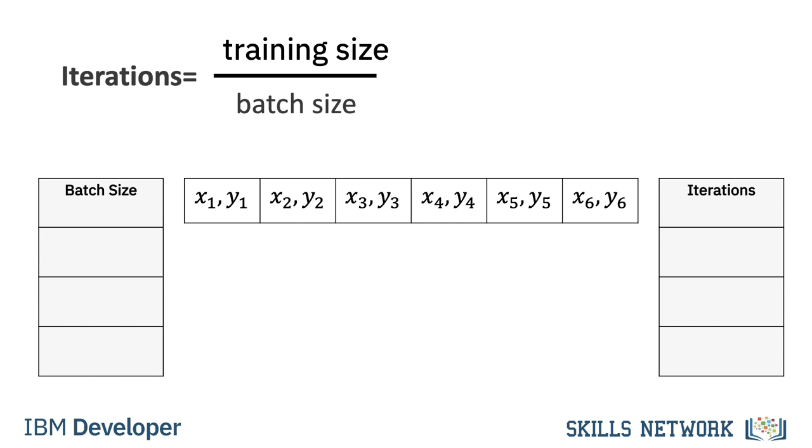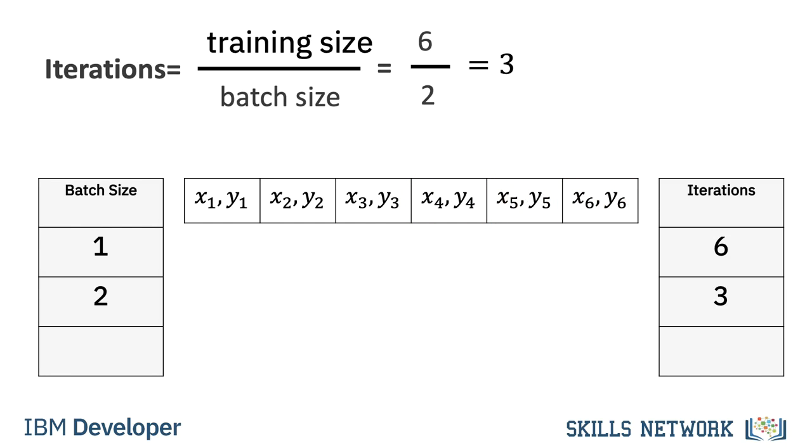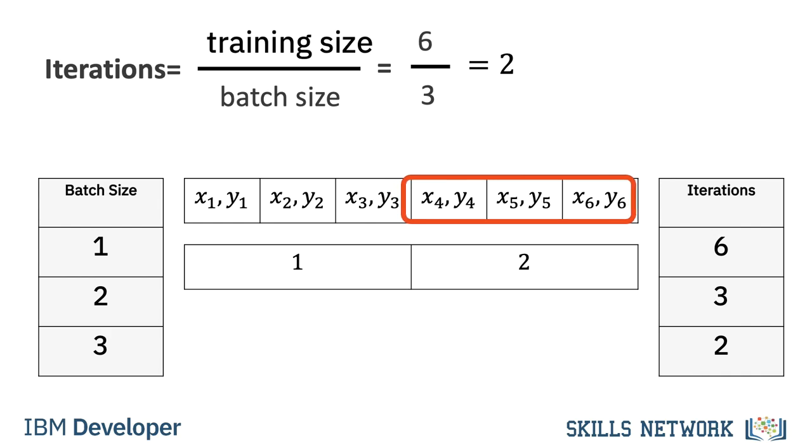Let's verify that. For a batch size of 1, we get 6 iterations. We can verify this pictorially. We see for each iteration we use one sample. For a batch size of 2, it takes 3 iterations. We can verify this pictorially. Each iteration uses 2 samples. Finally, for a batch size of 3, it takes 2 iterations. Again, we can verify this pictorially.